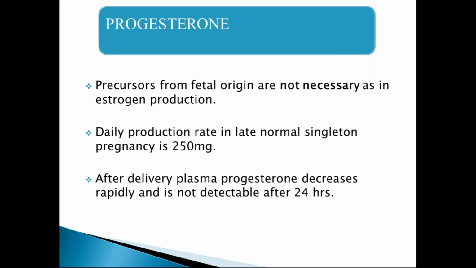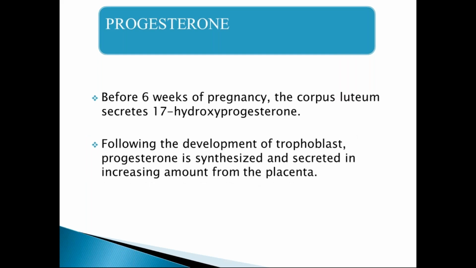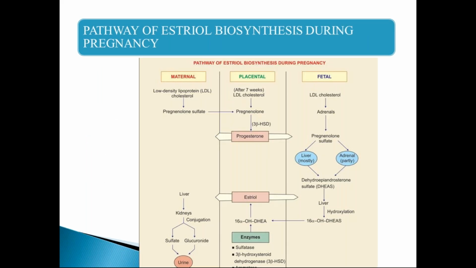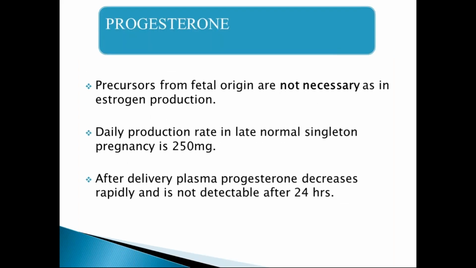And the precursors from fetal origin are usually not necessary, as we've seen in estrogen production. In fetal origin, the liver and the adrenals are actually required for dehydroepiandrosterone sulfate, which is getting converted into 16 alpha hydroxy dehydroepiandrosterone sulfate, which is required for estriol synthesis, but this is not required for progesterone. Therefore, the fetal origin is not necessary.